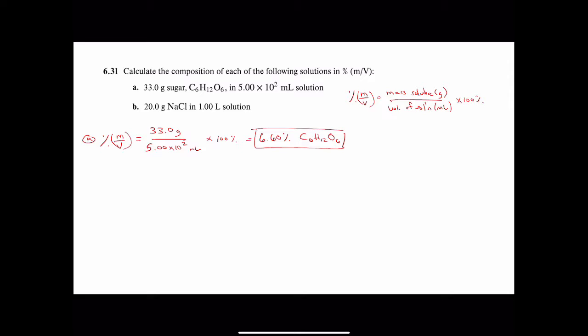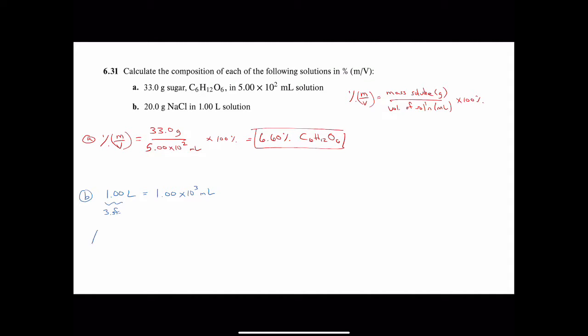For part B, it says we have 20 grams of sodium chloride in 1 liter of solution. And you might remember that there's 1,000 milliliters in 1 liter. So that 1.00 liters, I can express that as 1,000 milliliters, but I need to only have 3 significant figures. So the easiest way to do that is to use scientific notation. So I'll put that that's equal to 1.00 times 10 to the power of 3 milliliters.